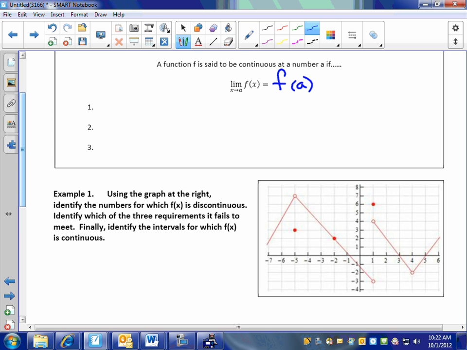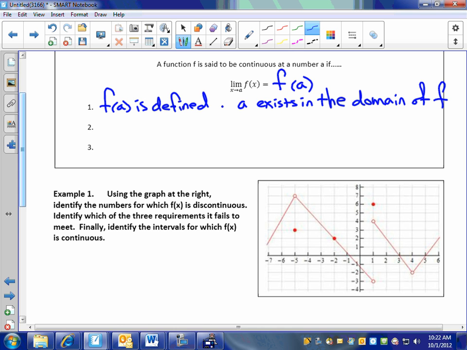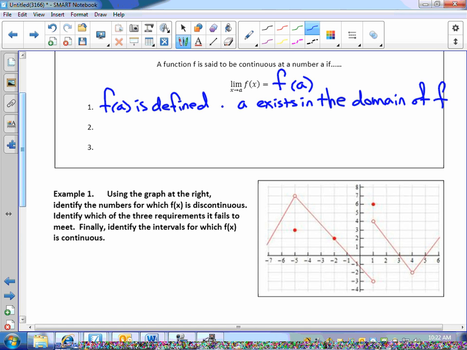So the first criterion that has to be satisfied is this: f of a is defined. So a exists in the domain of f.